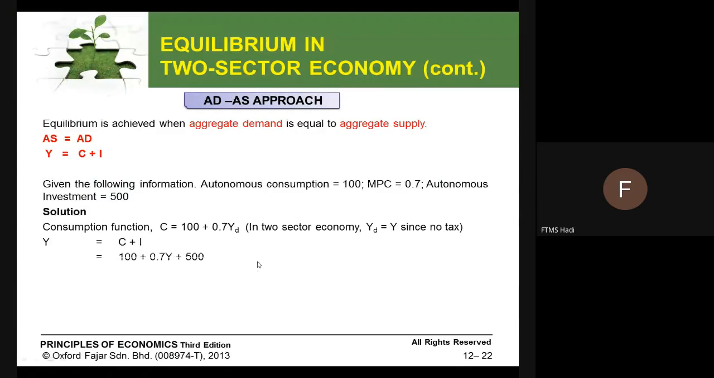Okay, so C plus I. They gave consumption 100, MPC 0.7, and autonomous investment 500, so 0.7Y. Since there is no tax, plus 100. 100 plus 500 is 600. Bring 0.7Y over, because we want to calculate Y. Then 1Y minus 0.7Y equals 600, so 0.3Y is equal to 600. Then bring 0.3 over to divide: 600 divided by 0.3. The equilibrium income is 2000 ringgit.